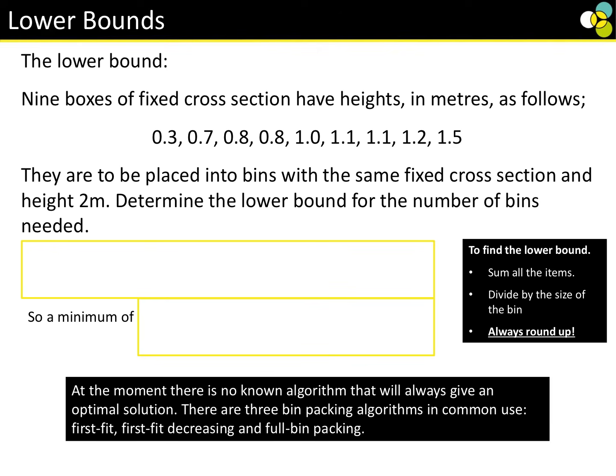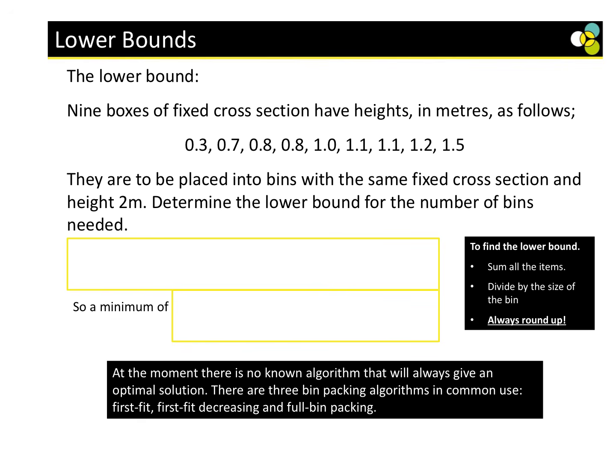So, 9 boxes of fixed cross-section have heights in meters as follows. Okay, so we've got these boxes and these are the heights. They are to be placed into bins with the same fixed cross-section and height 2 meters. Determine the lower bound for the number of bins needed. Okay, so first of all, we've got to add all of these up to find the lower bound, because essentially, if the width and the depth is the same, we don't need to worry, it's just about the height.